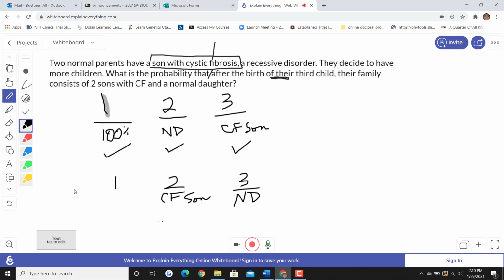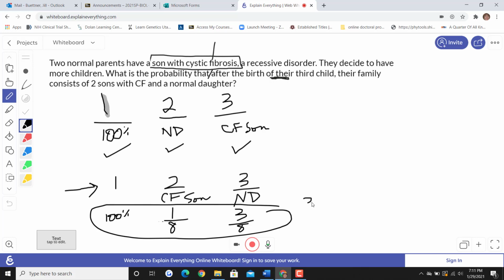So we solved this one down here already. We said, okay, it's 100% for the first child to be a cystic fibrosis son. What do we say, 1/8 chance for the second child to be a cystic fibrosis son, and it's a 3/8 chance for this child to be a normal daughter. So the probability of all of this was 3/64.